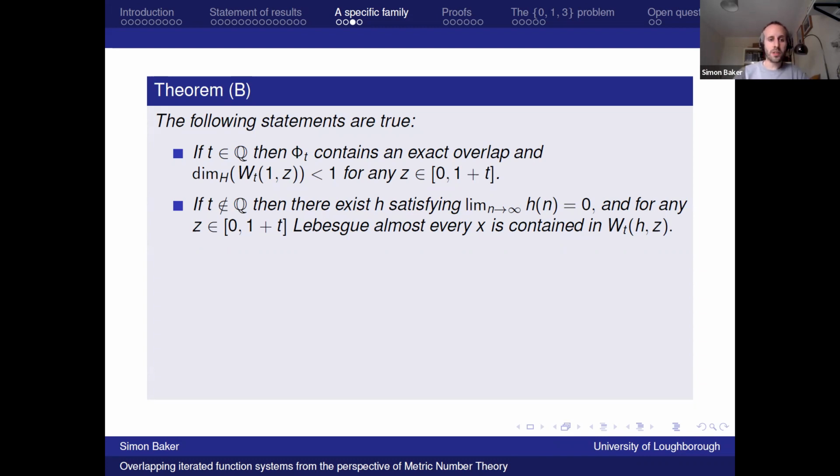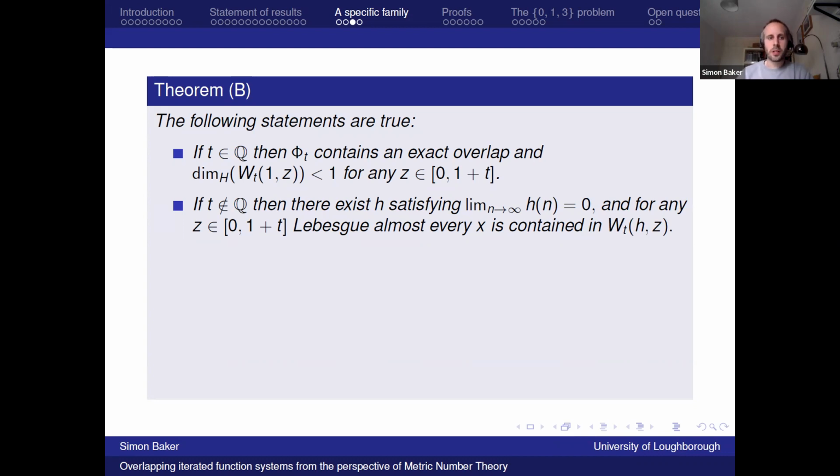But something slightly more interesting is that if t is irrational, then you're going to see some sort of Khintchine type behavior. You're going to be able to find an h which converges to 0, such that for any z, Lebesgue almost every x is going to be contained in this limsup set. So this is quite an interesting dichotomy we're seeing. We're either seeing an exact overlap, where Khintchine type behavior is immediately ruled out, or you don't see an exact overlap, and you see some sort of Khintchine type behavior described by this function h.